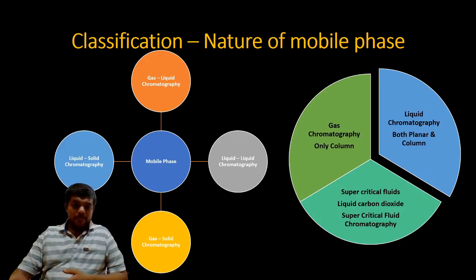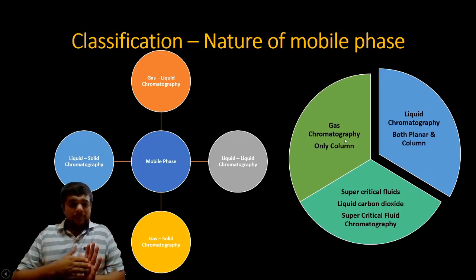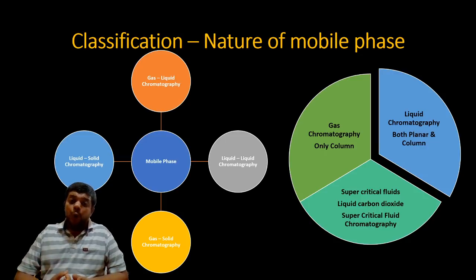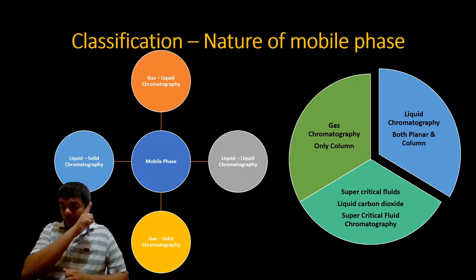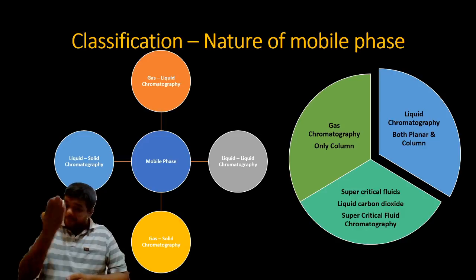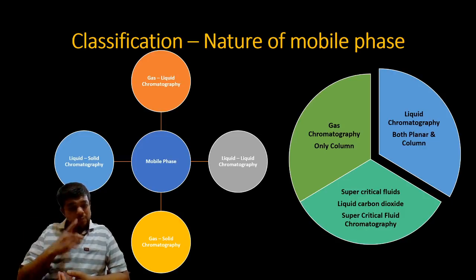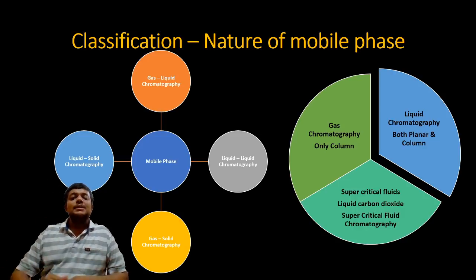But as of now, along with this information, where you have four combinations, you must also remember that whenever you say gas chromatography, it cannot be done on a paper, it cannot be done on a plate. You always require a pipe which is hollow, so it's a column. So it is always a column chromatography. But when you have a liquid mobile phase, you can use both column as well as planar.